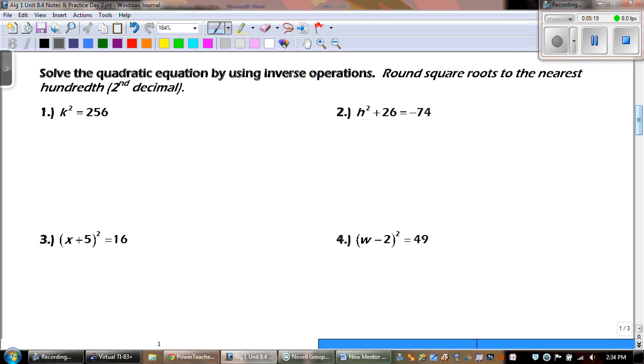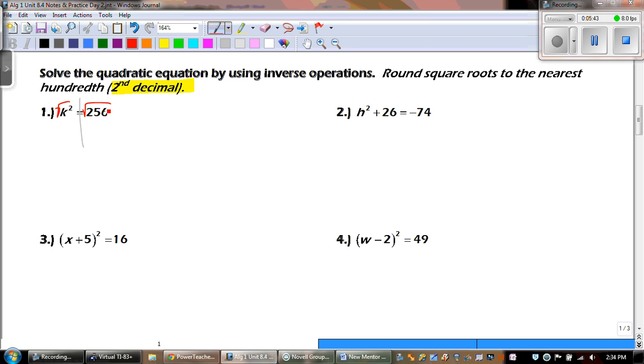It says to solve the quadratic equations by using inverse operations. Round the square roots to the nearest hundredth, which is the second decimal. We had to do that in example number 2. There's no linear term, there's only k squared, so that means I have to solve by using inverse operations. The only operation we have is that exponent.